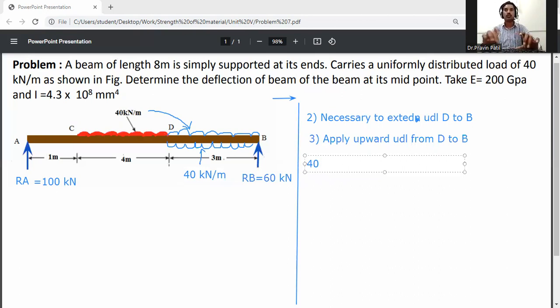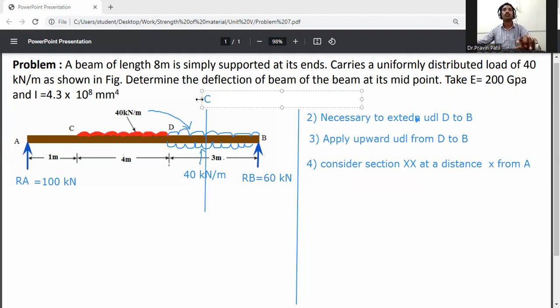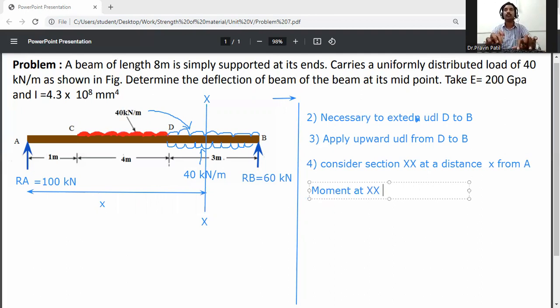Consider section XX at a distance x from support A. Okay, so we just need to consider section XX, at the distance x from support A. Okay, so moment at XX, so MXX is equal to, write down.